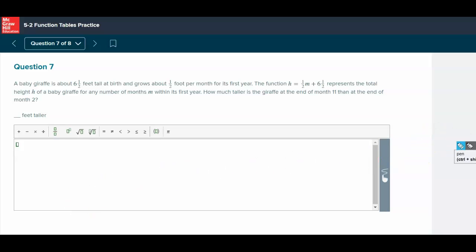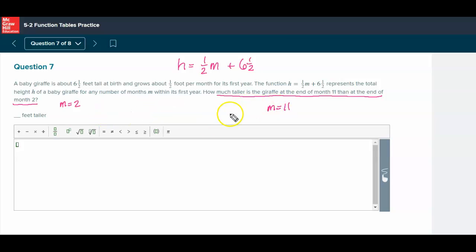Now, let's see. Go to pen. Okay, so we have our equation, h equals 1/2 m plus 6.5. All right, and the question is, how much taller is the giraffe at the end of month 11 than it was at the end of month 2? Okay, so what we're going to do is solve for m equals 2, and then solve for m equals 11, and then we're going to subtract to find out what the difference in height is.